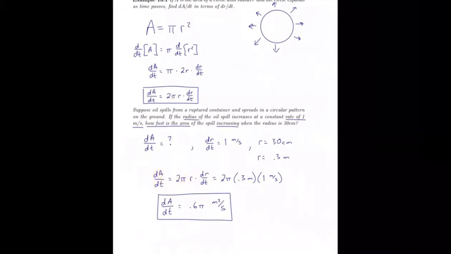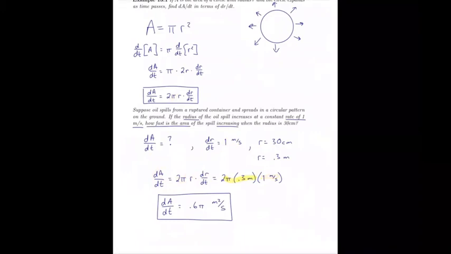So I know some of this information. I know that r is 0.3 meters, so I'll plug that in for r. I know that dr/dt is 1 meter per second. Plug that in for dr/dt. With those two pieces of information, I now have everything I need in order to determine dA/dt for this radius and this rate of change of the radius. So I have 2 pi times 0.3 meters times 1 meter per second.